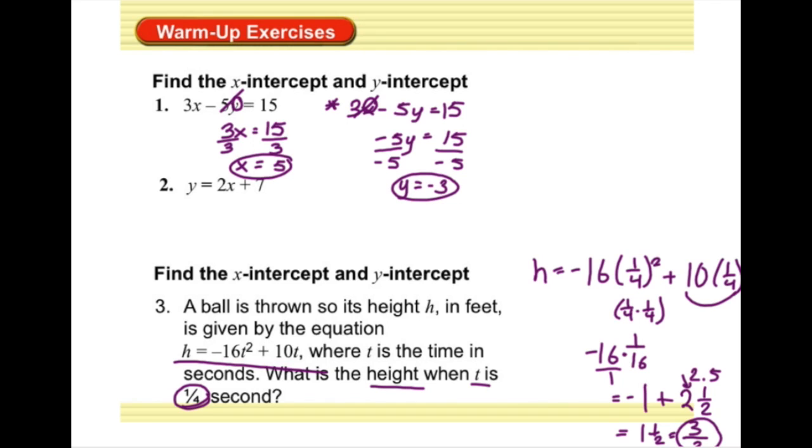By the way, if you went and you did problem number 2 for yourself, I got a y-intercept of 7 and an x-intercept of negative 3.5. So you might want to check your answers if you didn't get the same work as I did.